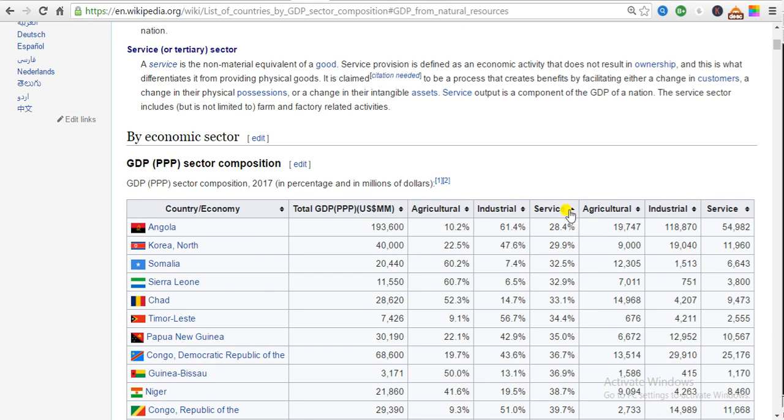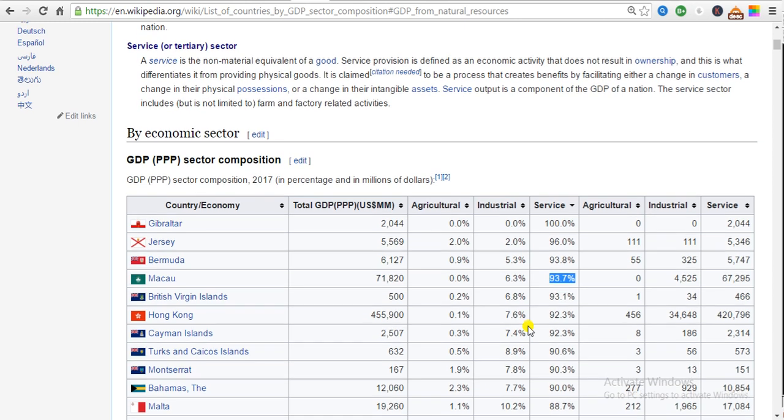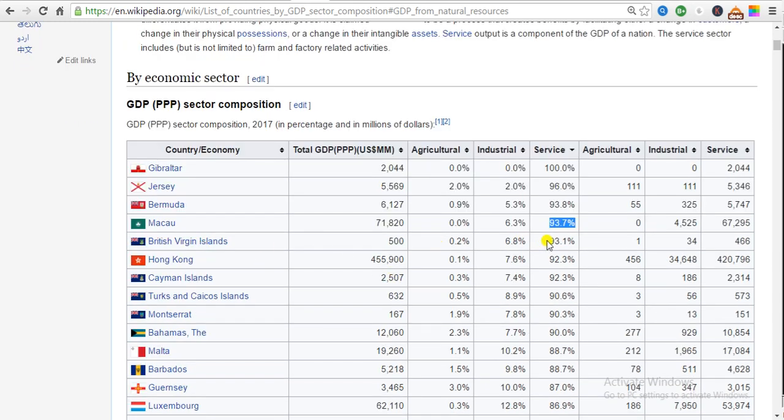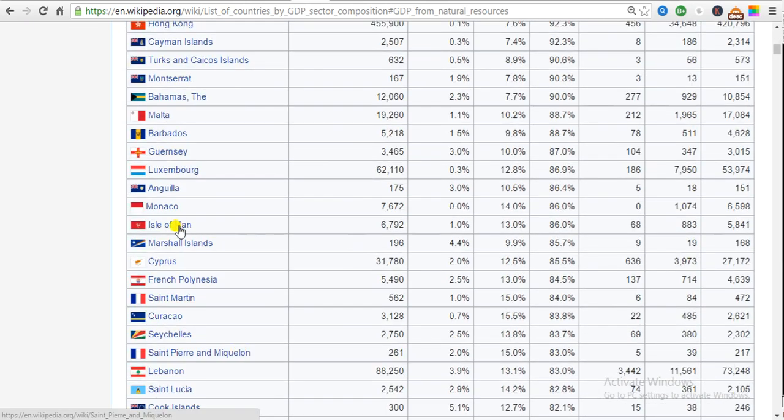And then let's look at the most services, so that we get a full spectrum. We have Gibraltar, 100% of everything they do. They don't do industry. They don't do agriculture. They just do services. Macau, all they do is gambling. That's the whole economy. Of course, the Virgin Islands, all they do is register your companies. And of course, people have to eat because people live in these places, so there is some industrial activity.